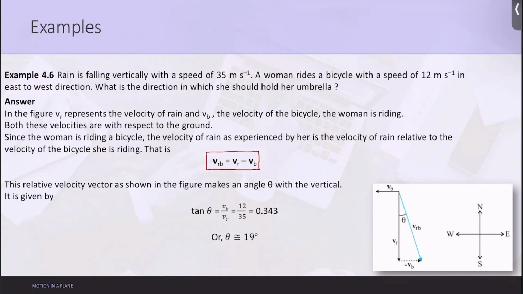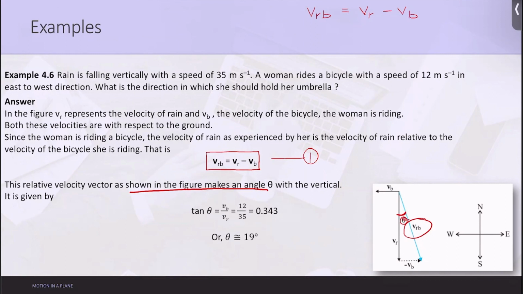So this is a simple relative velocity formula, that is, the velocity of rain with respect to bicycle is nothing but equal to velocity of rain minus velocity of bicycle. Okay, so just try to calculate this value. When you calculate this value, what will you get? You will get the relative velocity vector, as shown in the figure, making an angle theta with the vertical. This is the angle theta.